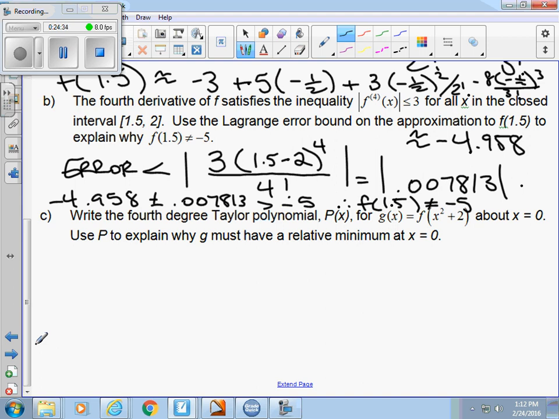Write the 4th degree Taylor polynomial for g of x equals f of x squared plus 2 about x equals 0. Use p to explain why g must have a relative minimum at 0. If you want the 5 bonus points. You don't have to have it.